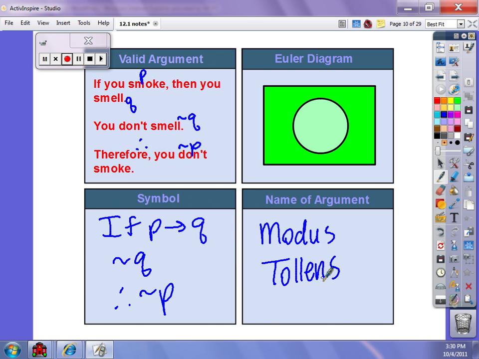This is another type of valid argument. If I smoke, I smell. Well, let's test the argument. Here's my dart coming at the dartboard. You don't smell. Well, have I hit the bullseye? No, because I haven't hit the board either, right? If I don't smell, then that means I'm not out here. And this is fine. This is a valid argument because I knew where my dart landed. If I didn't know where my dart had landed, then I'd be in trouble. So this is called modus tollens.